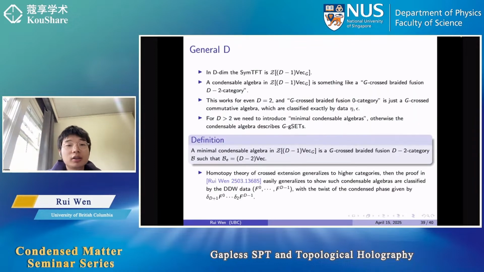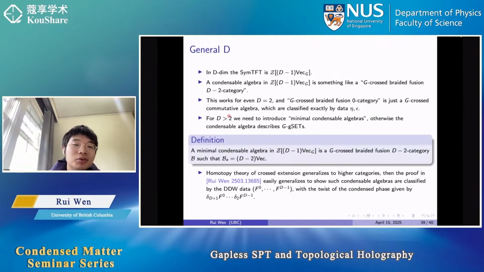Okay, here is how this can be generalized to general dimension. In d dimensions, the SymTFT is something like the d-1 Vec_G, right? So d-dimensional G-gauge theory. And a condensable algebra in this is something like a G-crossed braided fusion (d-2)-category. What's interesting is that this actually works even for d equals 2. A G-crossed braided fusion 0-category is just a G-crossed commutative algebra, which are exactly classified by the epsilon and eta epsilon phase factors we just discussed.